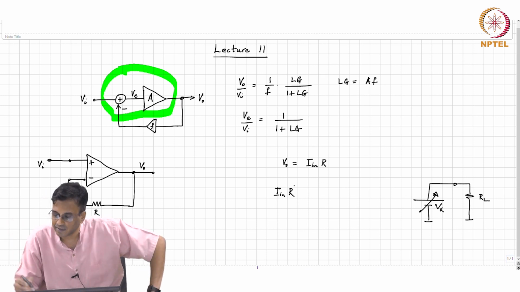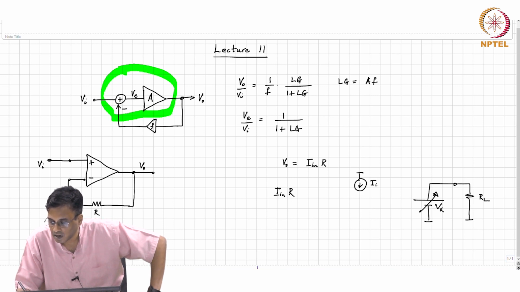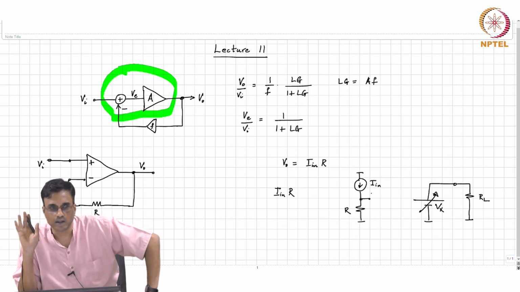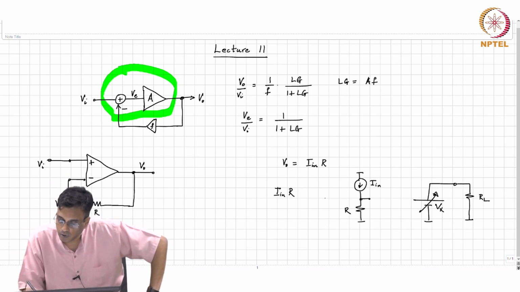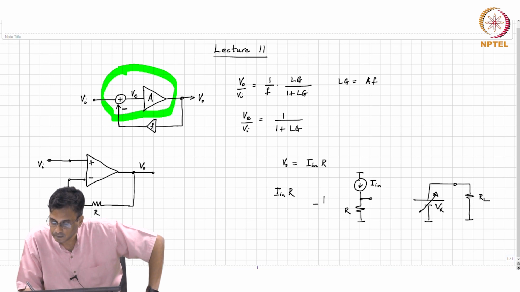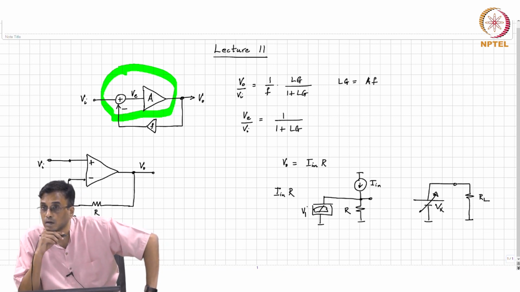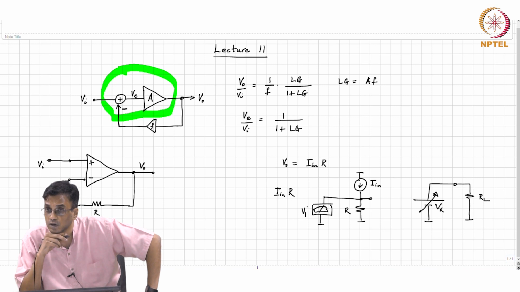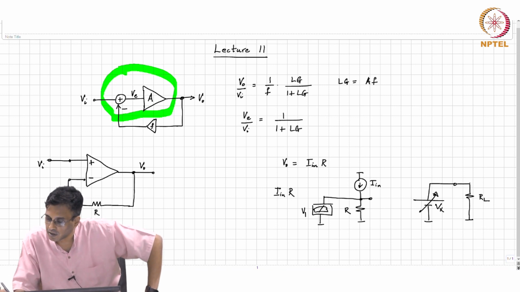Okay, this is Vx, there is I in times R. Okay, now what do we do? Okay, you put a voltmeter here, that is a voltmeter, okay. So, you have to put another voltmeter here.